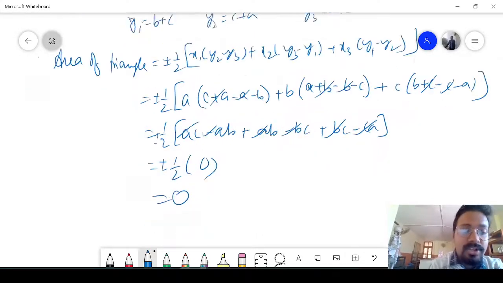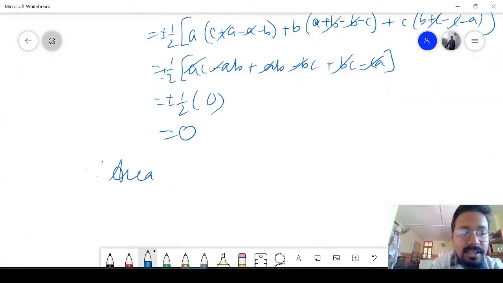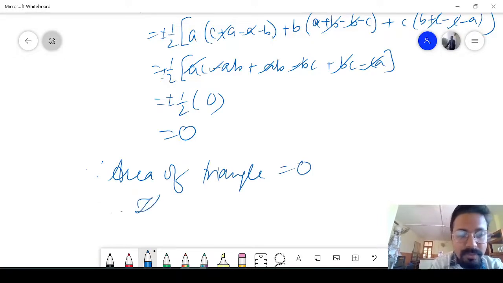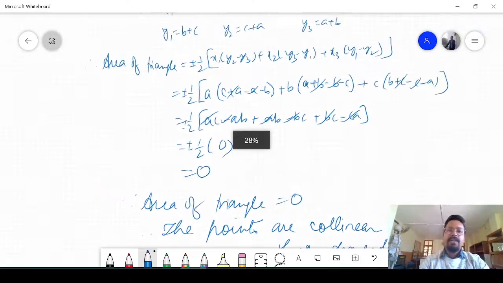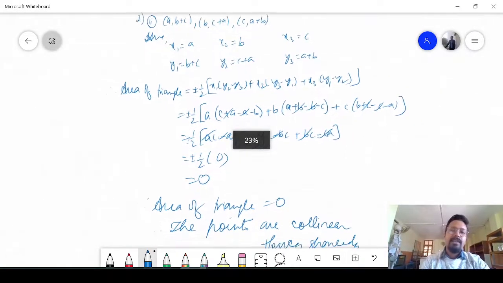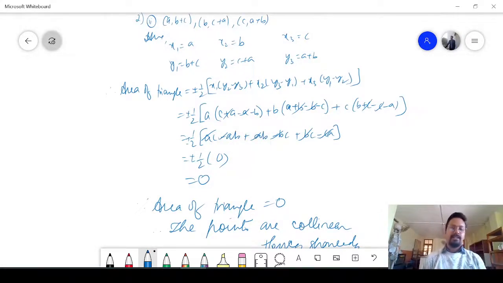So it is 0. So since area of triangle is equal to 0, therefore the points are collinear. Okay. Hence showed. Very simple. You find the value of the area of the triangle. If it is 0, then they are collinear points. These all are collinear points. So here we have learned the formula, how to find the area and how to prove, using this area formula, that 3 points are collinear.